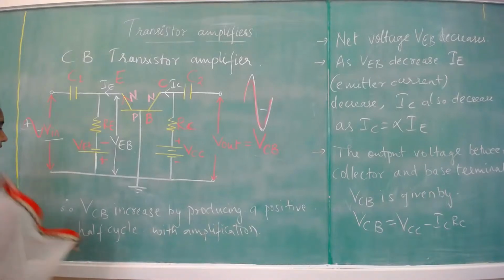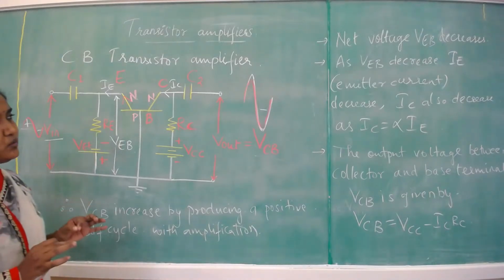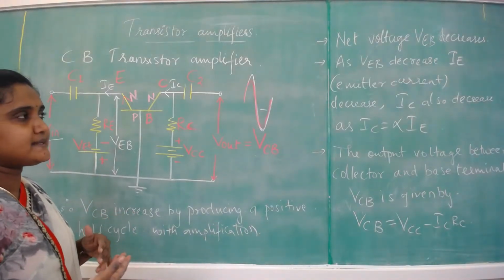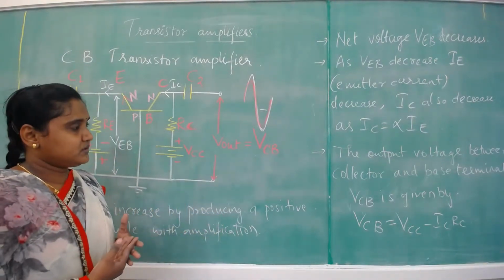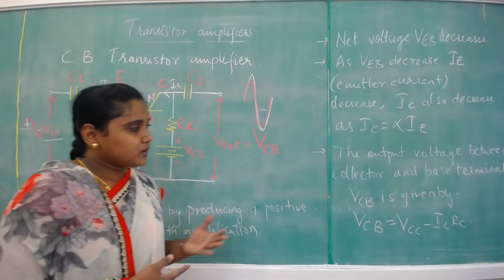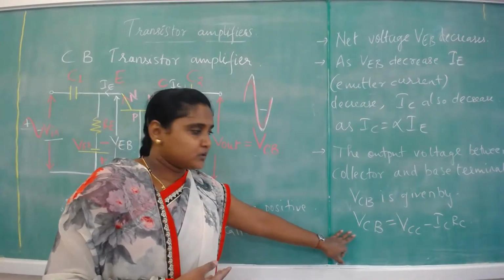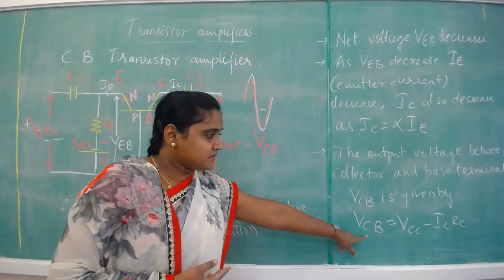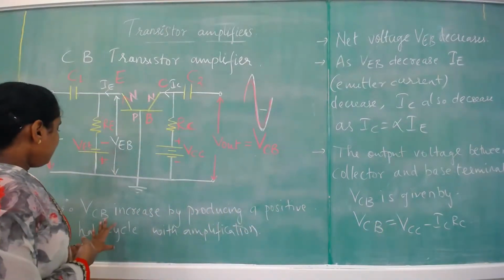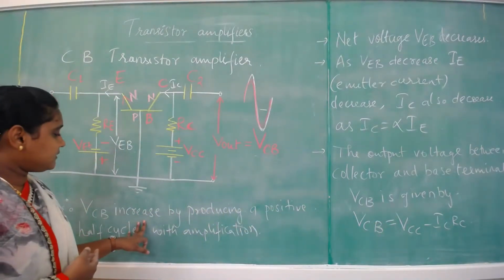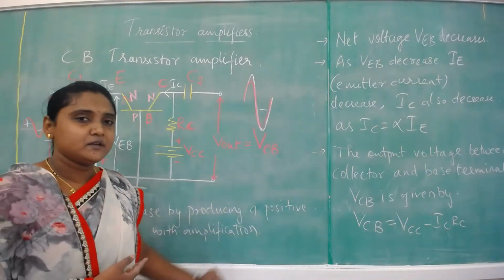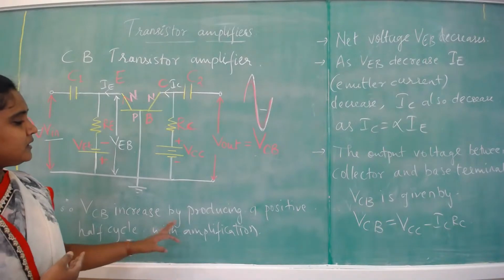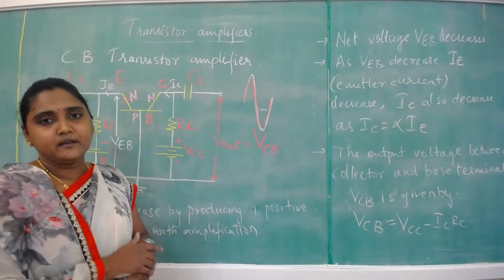And about the negative half cycle, we can just write that the net voltage VEB increases, as a result IE increases, and IC also increases. As IC is increasing, what is happening here? VCB is going to decrease because of this relation between the VCB and IC. So VCB decreases, that produces a negative half cycle with an amplified version.